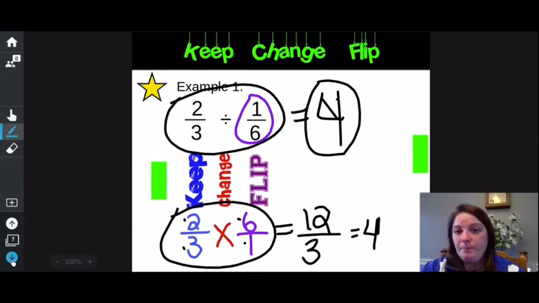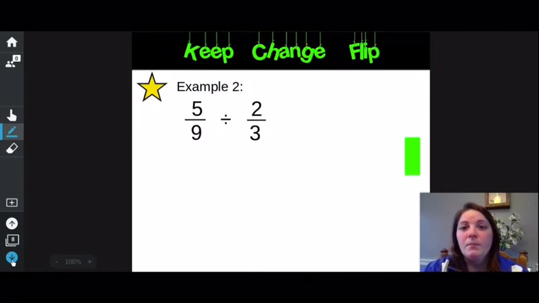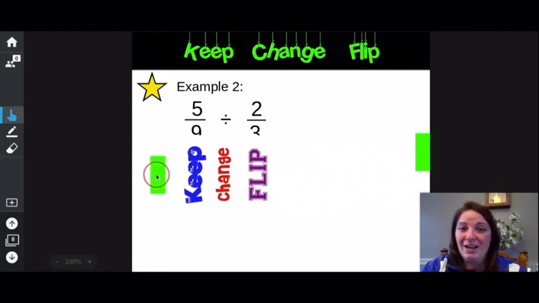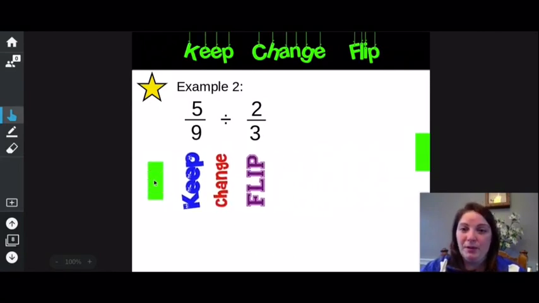Let's try another one. 5/9 divided by 2/3. Remember, keep, change, flip. You have to do that, okay? That's how we do this division of fractions. We do keep, change, flip.